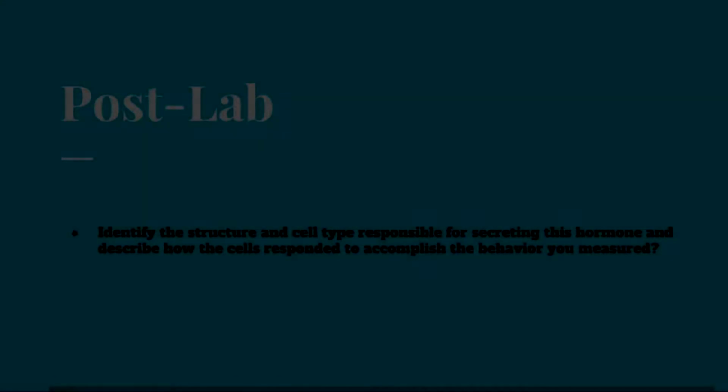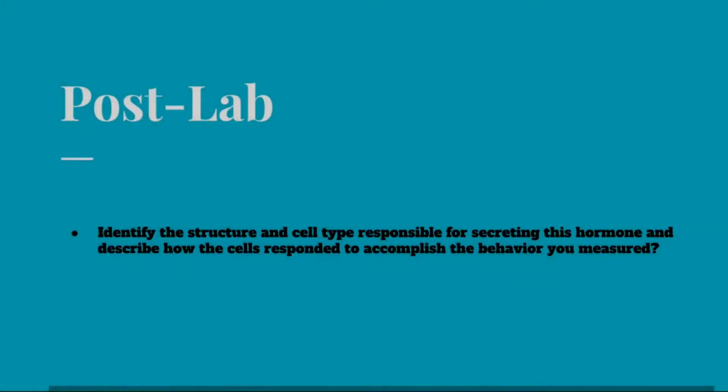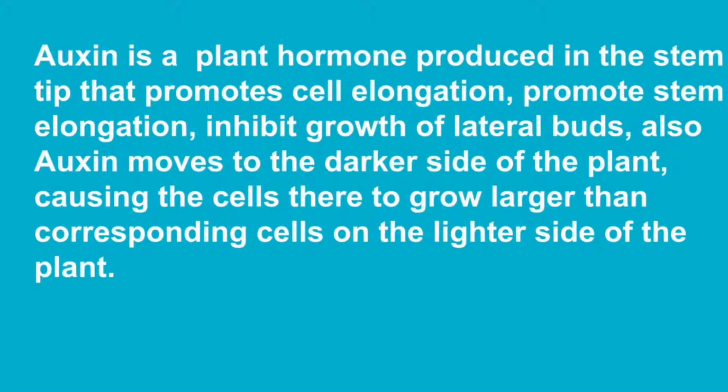Post-lab question number 2. Identify the structure and cell type responsible for secreting this hormone and describe how the cells respond to accomplish the behavior you measured. The structure and cell type responsible for secreting this hormone is the auxin. The auxin is a plant hormone produced in the stem tip that promotes cell and stem elongation and inhibits growth of lateral buds. Auxin moves to the darker side of the plant, causing the cells there to grow larger than corresponding cells on the lighter side of the plant.